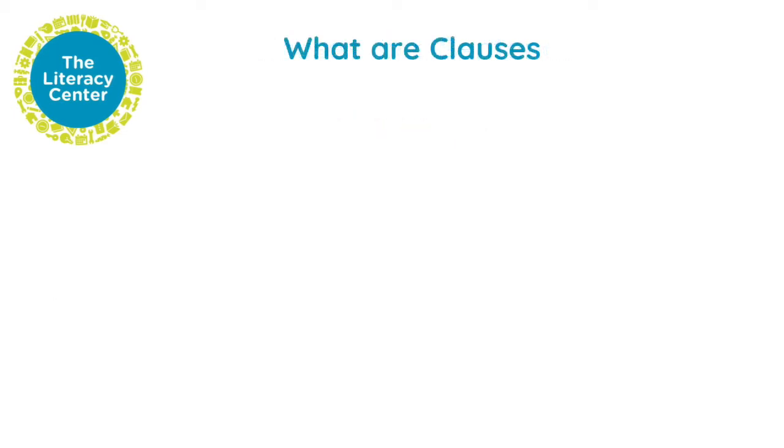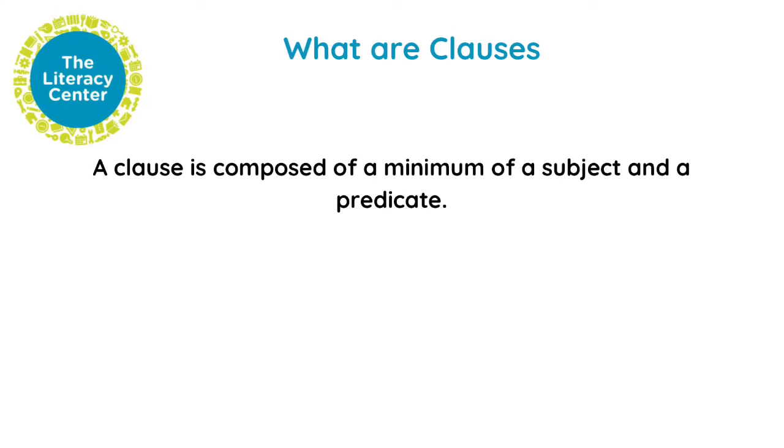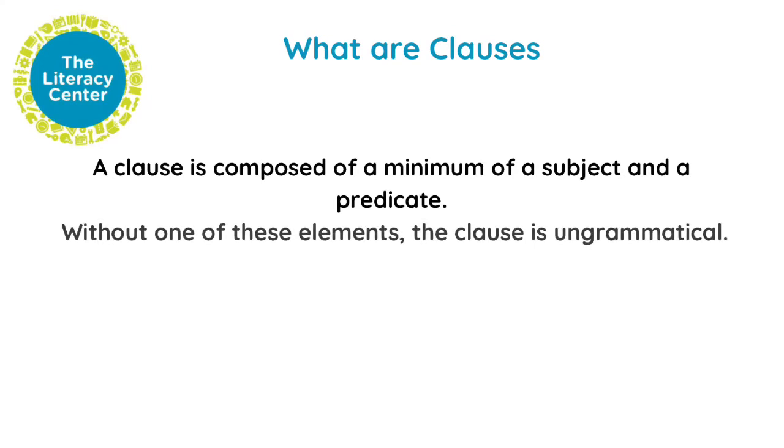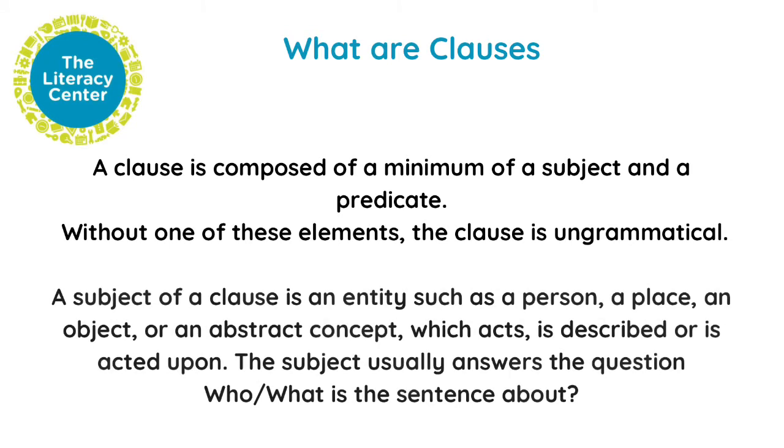So, what are clauses? A clause is composed of a minimum of a subject and a predicate. Without one of these elements, the clause is ungrammatical. A subject of a clause is an entity such as a person, a place, an object, or an abstract concept which acts, is described, or is acted upon. The subject usually answers the question who or what the sentence is all about.